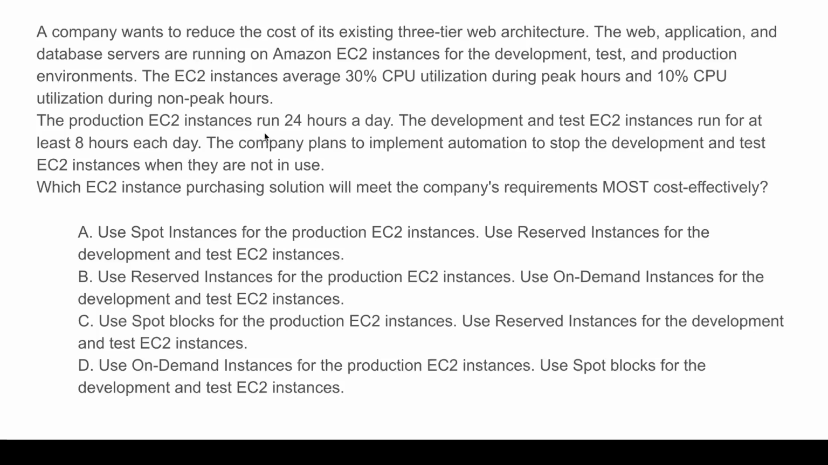So of course we have to look at the core of the question, being that this question wants us to implement automation to stop the development and test EC2 instances when they're not in use. And we know that the development and test EC2 instances run for at least 8 hours each day. So we're basically optimizing. And of course, arguably the most important part of this question is we need to do it the most cost effectively. So let's look at our options here.